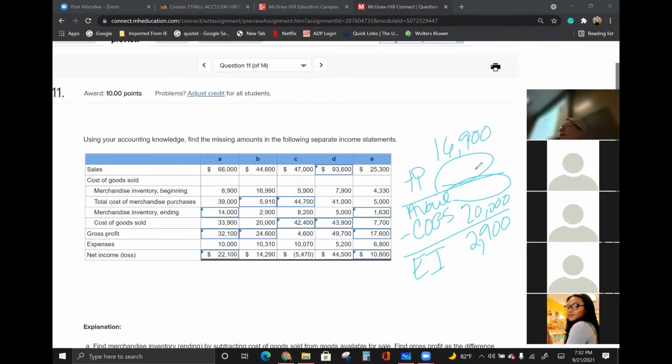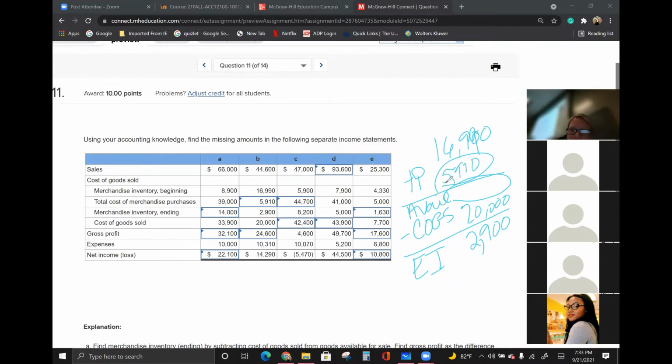Oh, I didn't have the right numbers when I did it in the calculator. 16,990. I just did that in my reverse and it said it's wrong. So I'm clearly not doing it right.